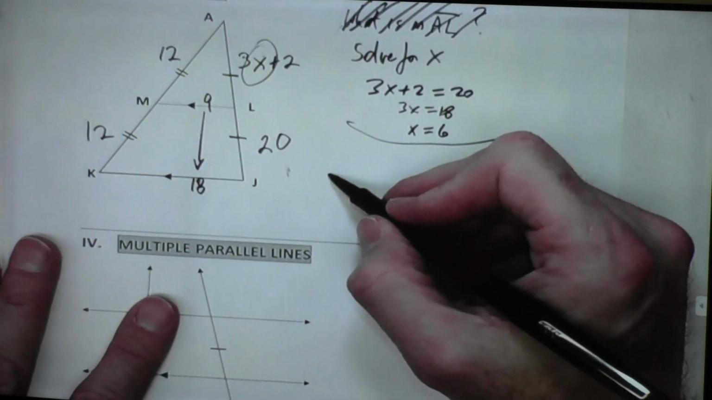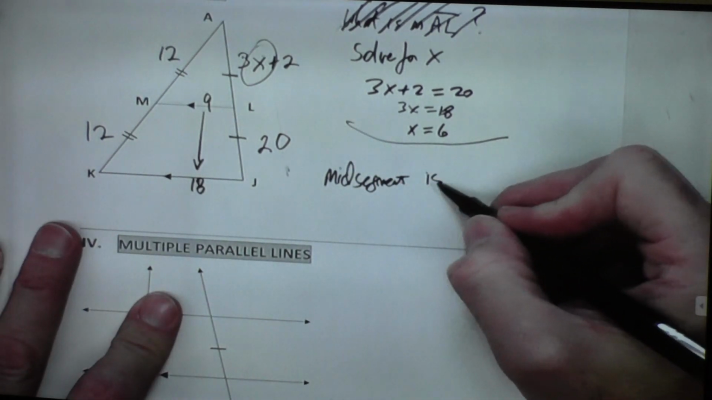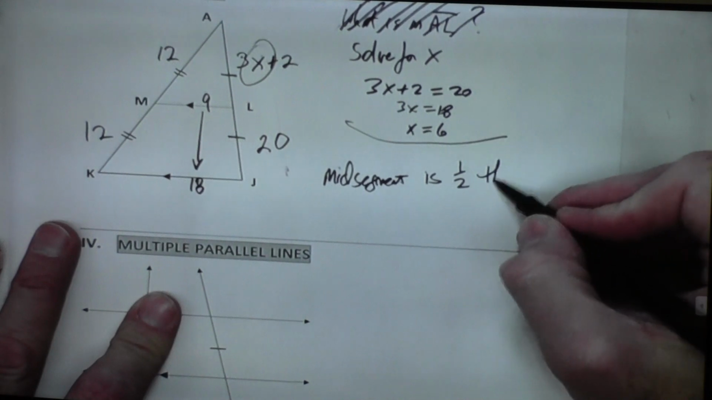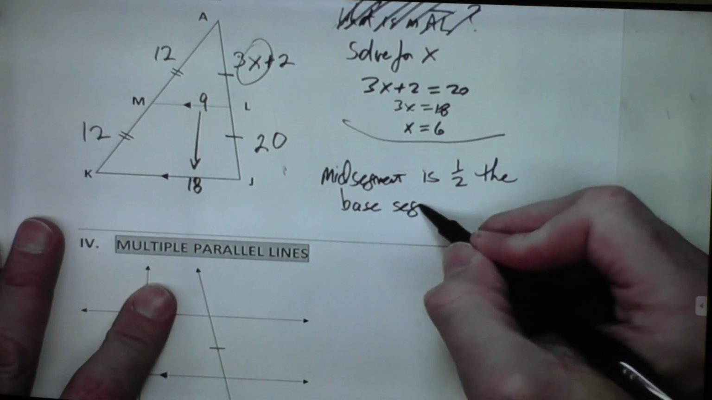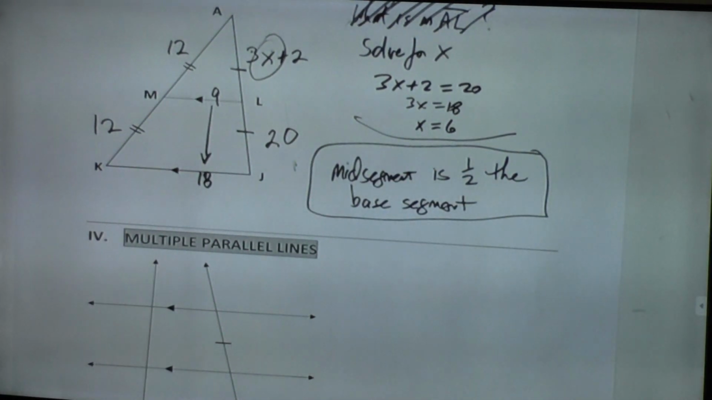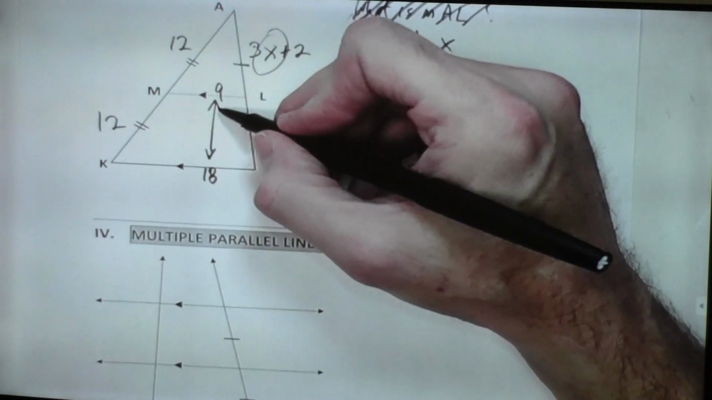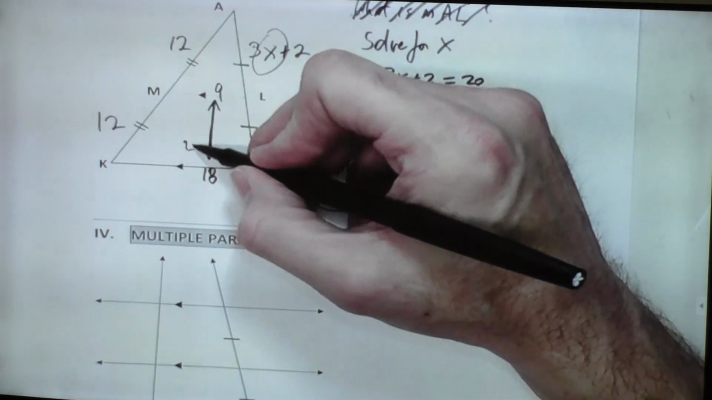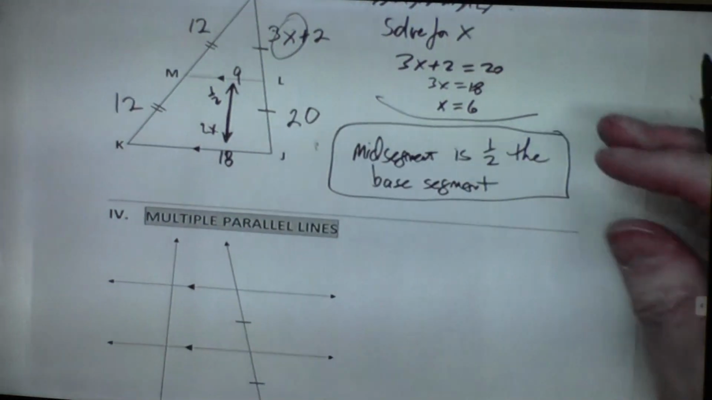So you want to recognize that the mid-segment is half the base segment, or you can say the base segment is double the mid-segment. Either way, they would both be true, so based on what you're given. So I'll go like this: this one is 2 times, this one is 1/2. 2 times 9, or 1/2 of 18.